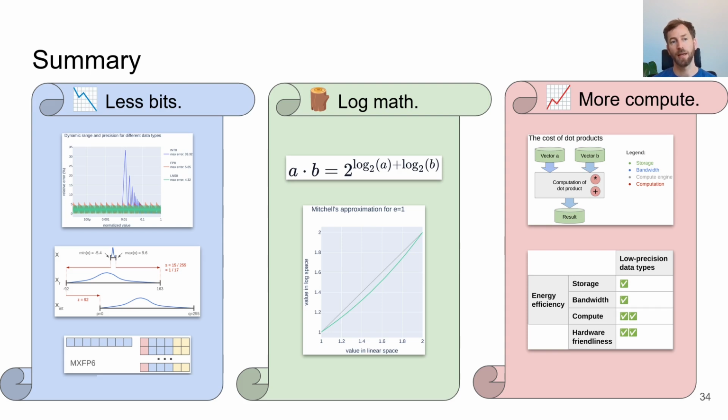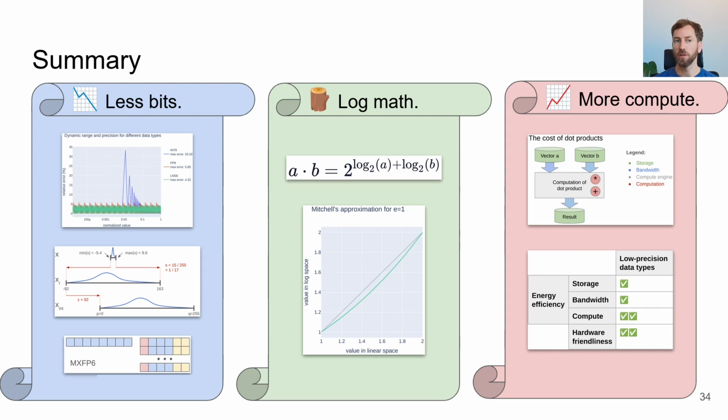Less bits. I've shown how to quantize distributions to low precision data types. Together we characterized different data types, especially in the context of the quantization error, and identified L and S to have the lowest relative error. And we addressed outliers by block quantization. Log math. I've shown how to turn multiplications into additions by computing in log space, and I've introduced a Mitchell approximation for efficient hardware implementation.